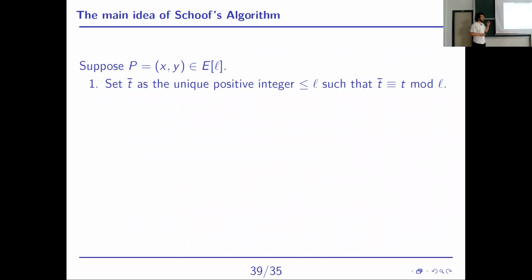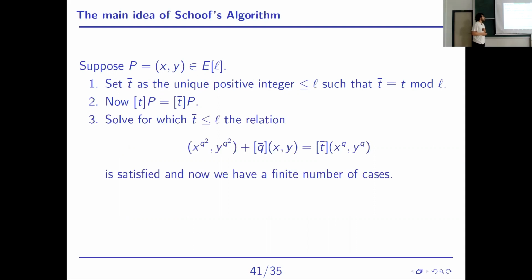Since I have chosen an L torsion point, there is some unique integer T bar less than L such that T bar is equal to T modulo L. Now, since our point P has order L, or not necessarily order L, but its order divides L, T times P is equal to T bar times P. Now, we reduce the coefficients of the original equation modulo L to get this one.